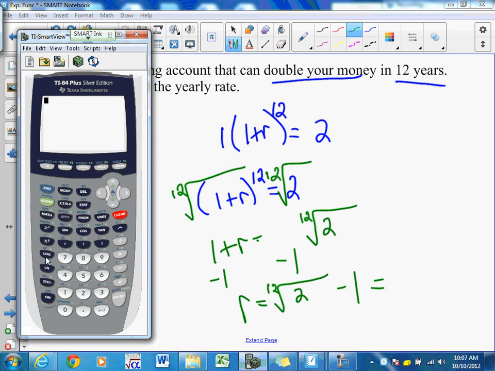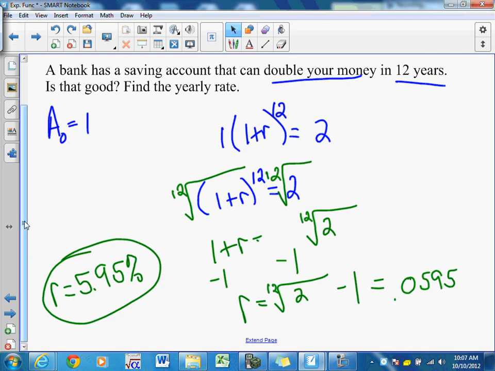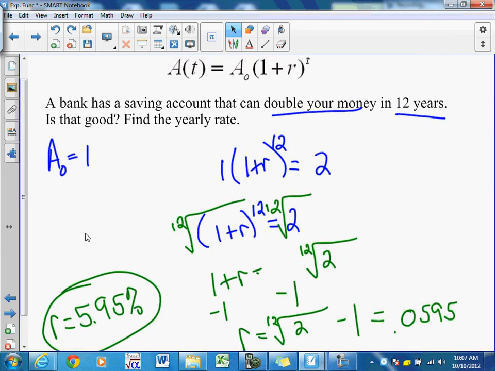So let's see what that is. This is 2, and the way I'm going to do the 12th root is I'm going to do a rational exponent: 2 to the 1/12. I'm going to subtract 1, and I get .0595, or in terms of my rate, that's 5.95%. So, if a bank doubles my money in 12 years, my interest rate is around 6%, which is actually an outstanding rate. You're not going to find a bank anywhere around here that gives you 6%.